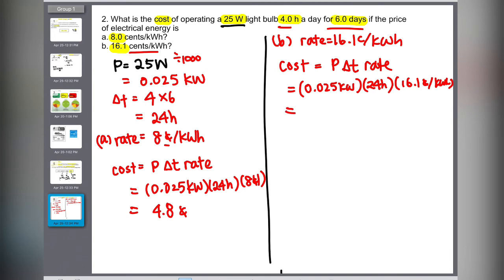0.025 times 24 times 16.1, 9.66 cents. So that's going to be how much it would cost you if you use it during the peak hour.